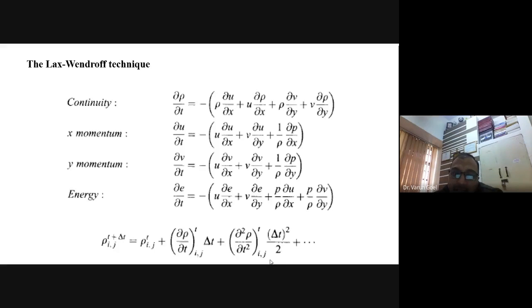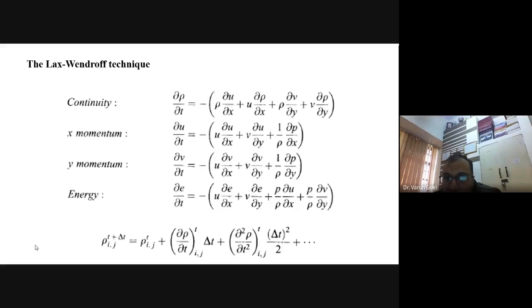Now, if I know all these values on the right hand side, I can get the value on the left hand side. Similarly, when I march to rho ij t plus delta t, and I know all the values there, then I can get rho ij t plus 2 times delta t. So similarly, I can march the solution and obtain the solution with the help of this particular equation.